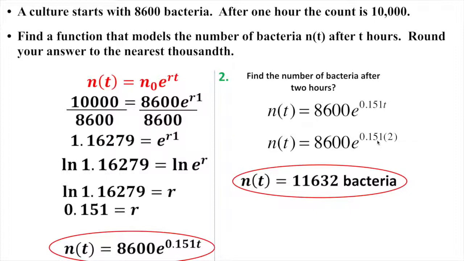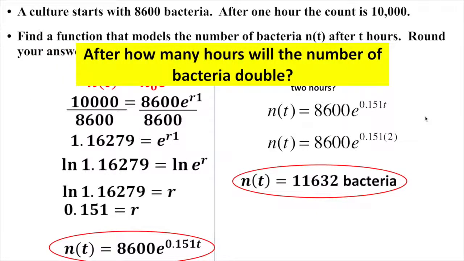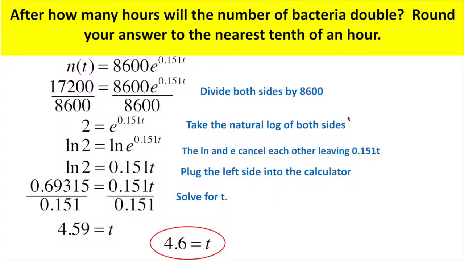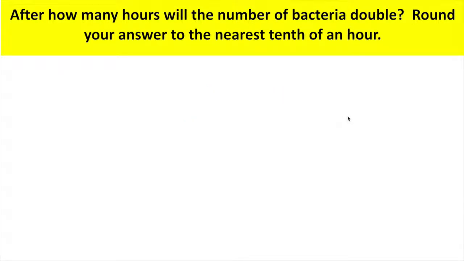Check your answers. All right, now let's go on and try some more. How many hours will it take for the bacteria population to double? So we have to know what double means. Double would be twice this amount here. If this is our function, we can find out what the time would be. All we're going to do is plug in for N of T. We know what that one is: 2 times 8600, which is 17,200. So plug that in and see if you can identify the time.